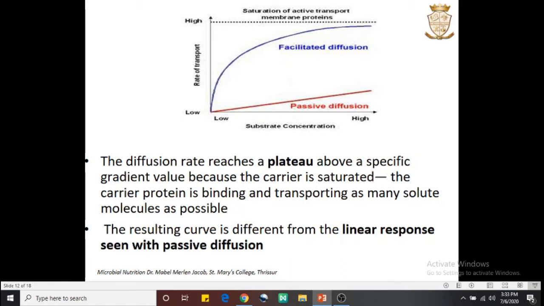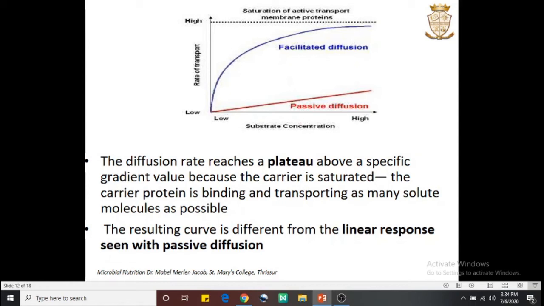So, if we represent the diffusion rates of passive diffusion and facilitated diffusion, we will get a graph like this. In passive diffusion, the rate of transport starts from low and goes on increasing according to the substrate concentration till the concentration gradient is maintained, till there is more substrate outside the cell and less inside the cell.